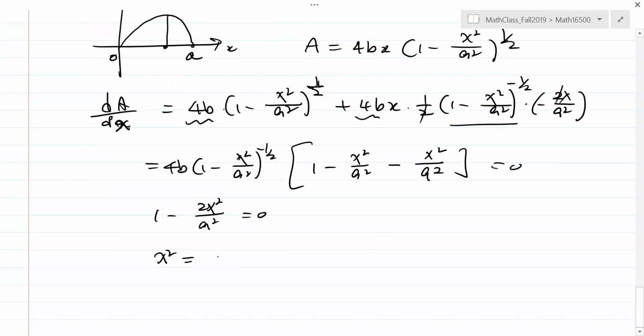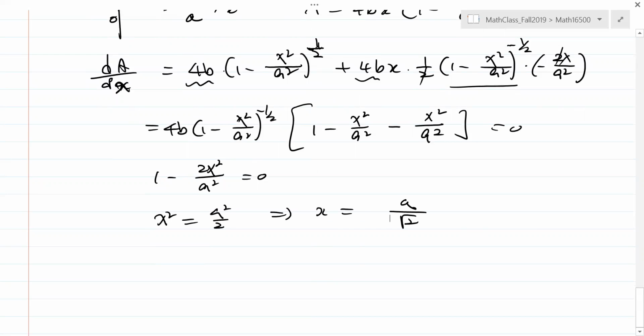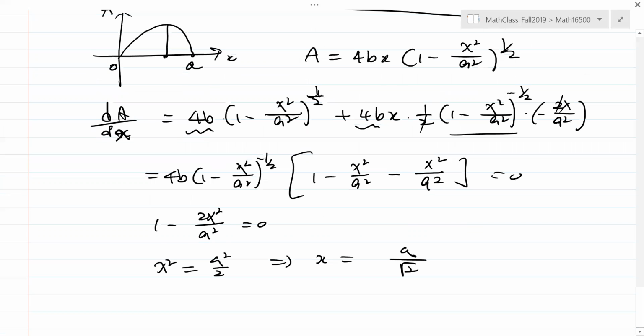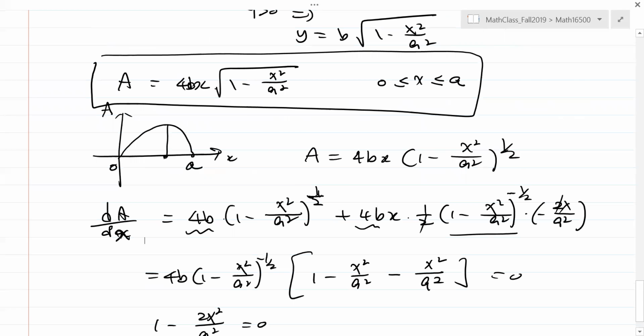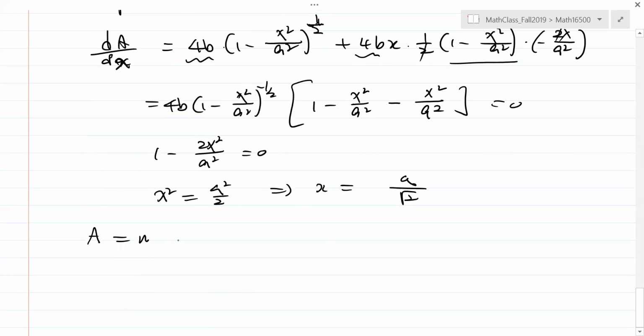So x squared equals half of a squared. So that means x is going to be plus minus, well, we only consider positive x. So x is going to be a over square root 2. All right, so you find there's one critical number, only one critical number. X is between 0 and a, right? So there's only one critical number. We want to find the rectangle with the largest possible area, right? So in this case, A must have a maximum value when x equals a over square root 2. That's clear enough because A has 0 value at the 2 endpoints.